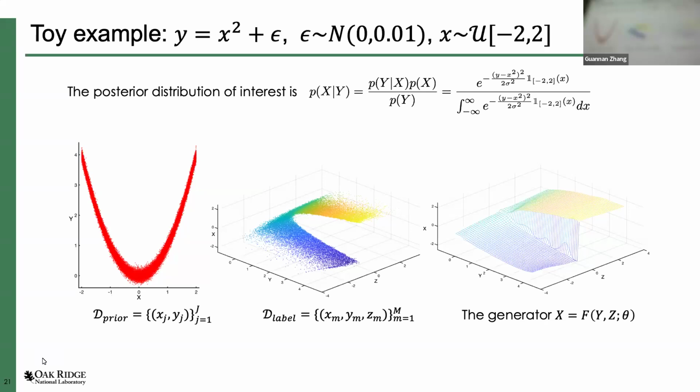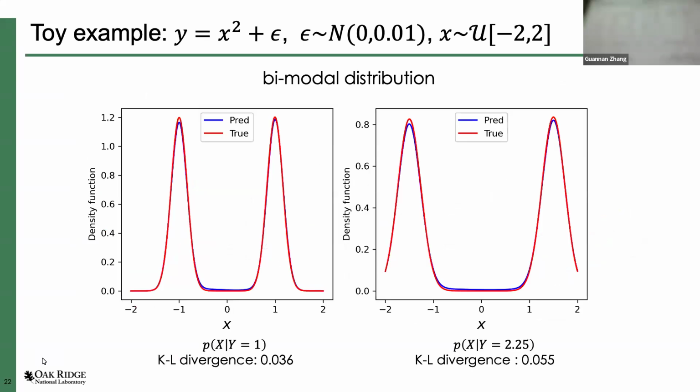Once we do that, for each observation data value, like each y here, we just put in the standard Gaussian samples, and we can generate samples from the conditional distribution. Here are the two conditional distributions. One is y equals 1, one is y equals 2.25. So you train the generative model once, and you can generate the conditional distribution for different observation data, which people call amortized inference.